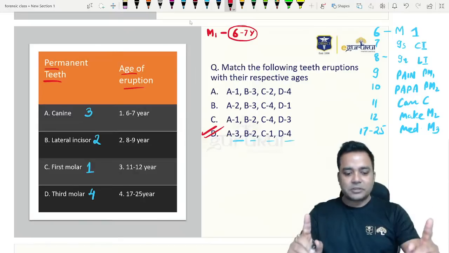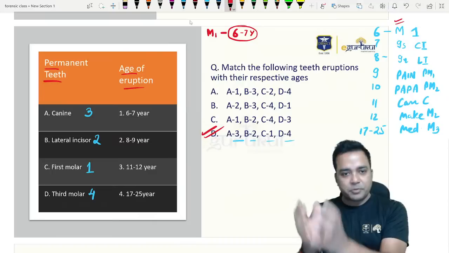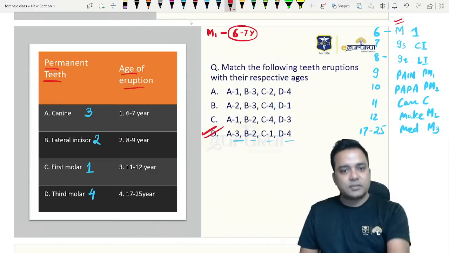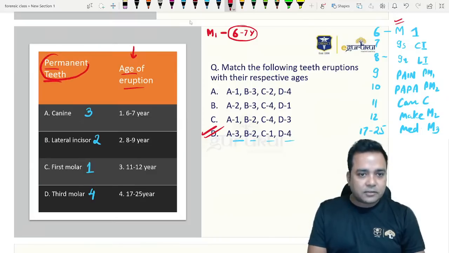This was also a simple question. The application of that simple mnemonic, mummy is in pain. Whenever mummy is in pain, papa can make medicine, is able to help us remember the age of eruption of all the permanent teeth in a simple way.